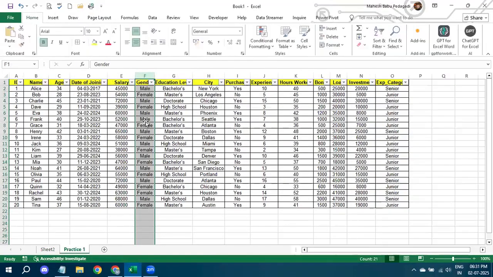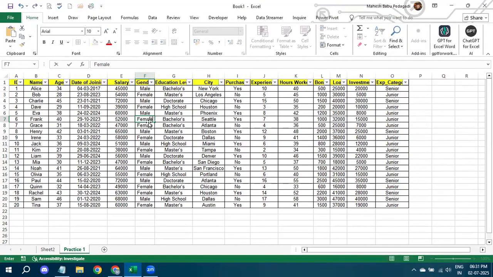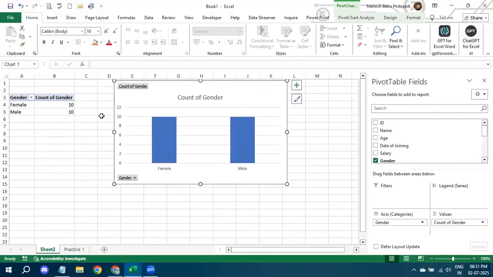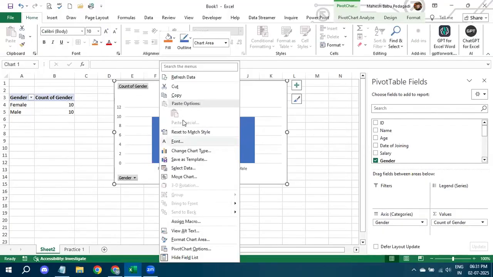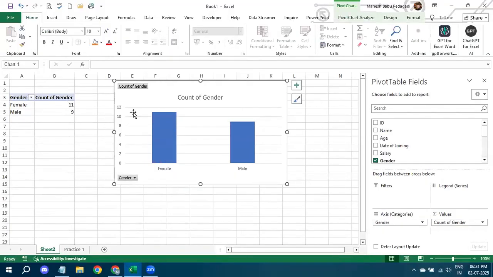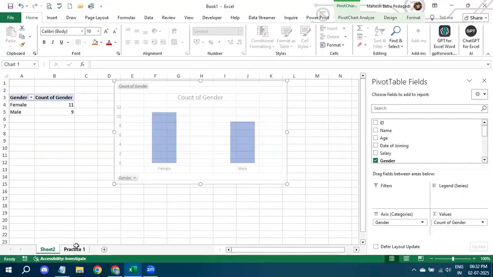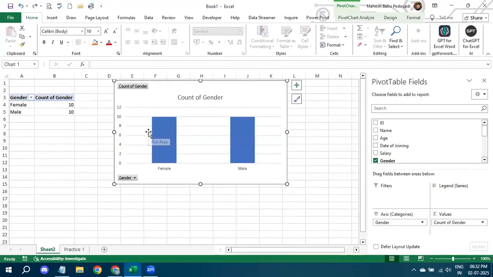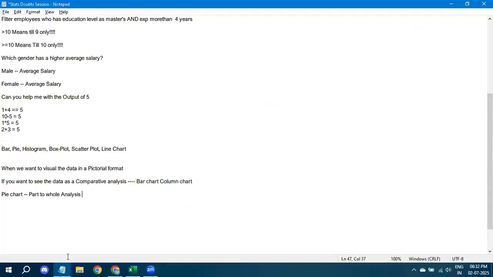For example, if I change any value, consider that this is female. When I refresh it, were you able to see? When you are doing the comparative analysis on the categorical columns, we use a bar chart or a column chart. Comparative analysis, we use a bar chart or a column chart.